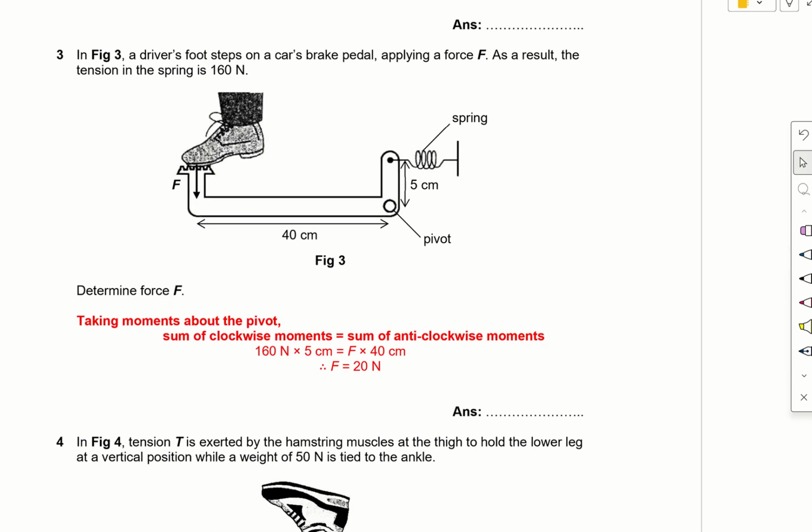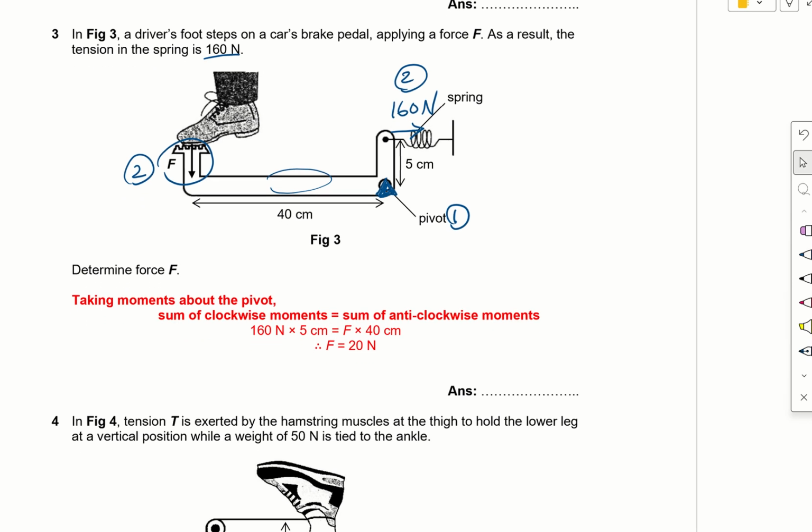In figure 3, a driver's foot steps on a car's brake pedal, applying a force. So we see that there's one force here. As a result, the tension in the spring is 160 Newton. So I have another force that is applied on the spring, and because the spring will be pulling back, the force is actually 160 Newton. So step 1, the pivot is here. Step 2, I have two forces, 160 Newton and F. They did not give us anything about the weight of this brake pedal, so we don't need to care about it.